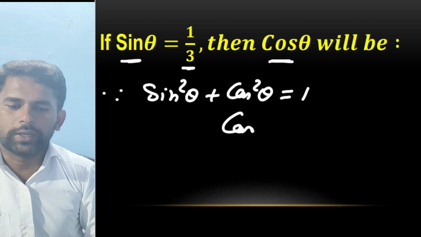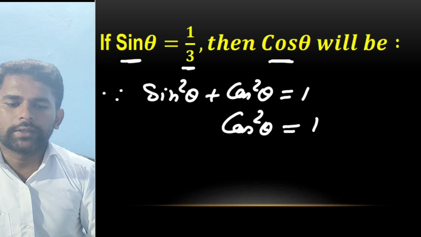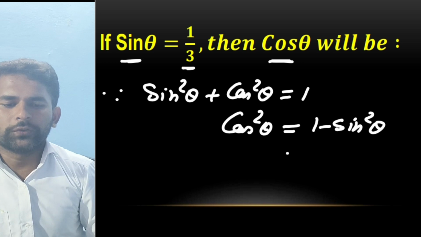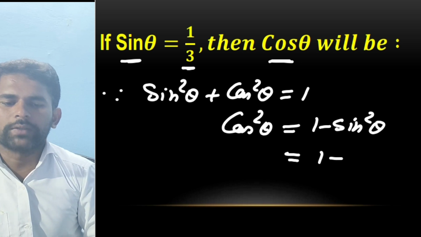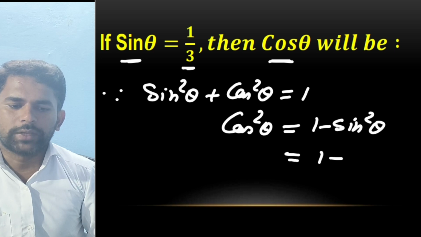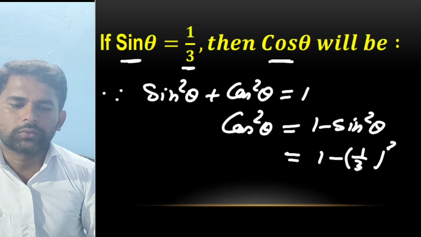So what can we do? We can write cos square theta is equal to 1 minus sin square theta. So finally we can put in the value: 1 minus, what is the value of sin theta? 1 upon 3. So 1 upon 3 is squared. It means we can write here 1 minus (1 upon 3) squared.